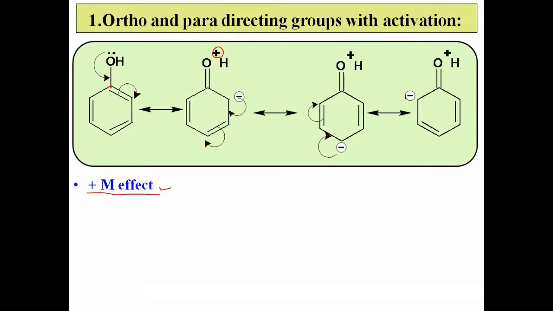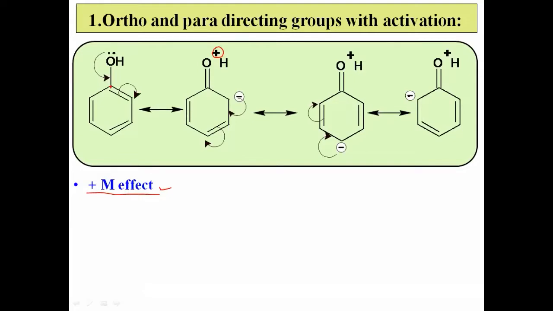Now, what should be the statement from that canonical structure? That canonical structures, that resonating structures of phenol shows that there is a negative charge on the ortho position, then para position, and also on the another ortho position. Means two ortho position and one para position having negative charge, means there is a more electron density. There is a more electron density, means we can say that ortho and para positions are electron rich.